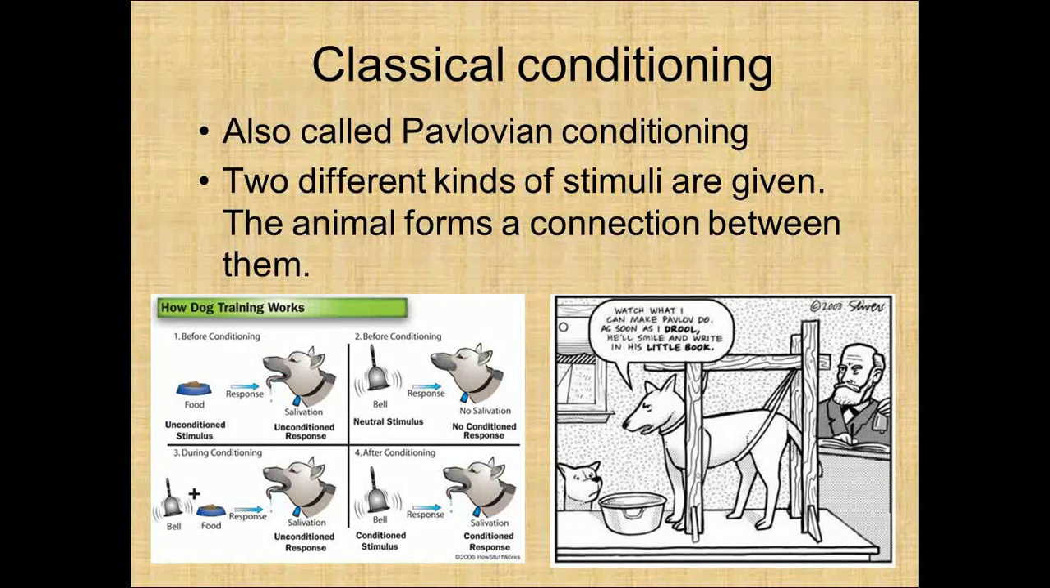Our next type of learning is called classical or Pavlovian conditioning. Pavlovian because it's the work of a scientist named Pavlov. In this case, there are 2 different kinds of stimuli given, the unconditioned and the conditioned. And I'll tell you what that all means in a second.